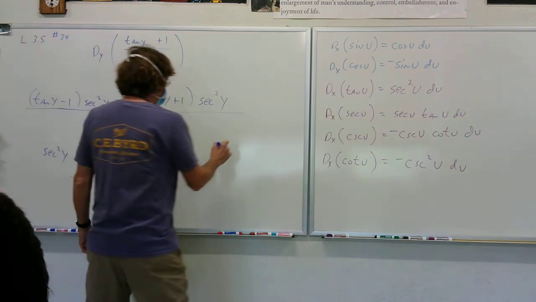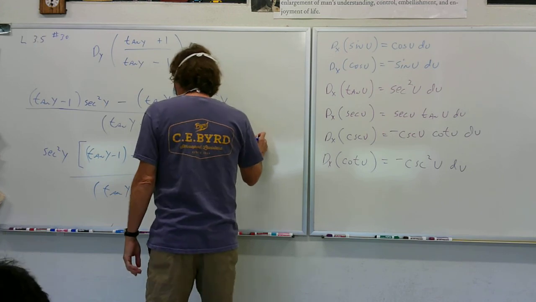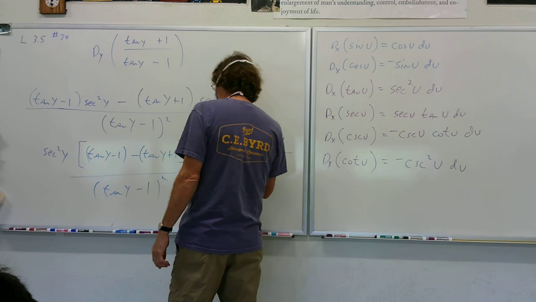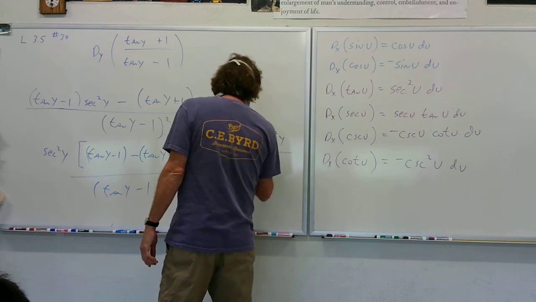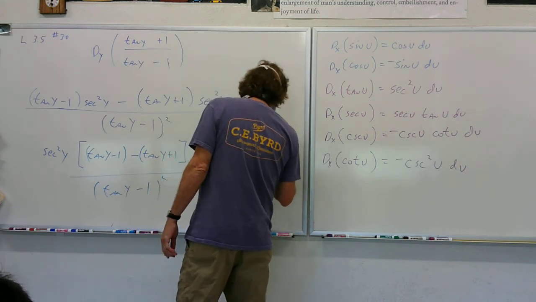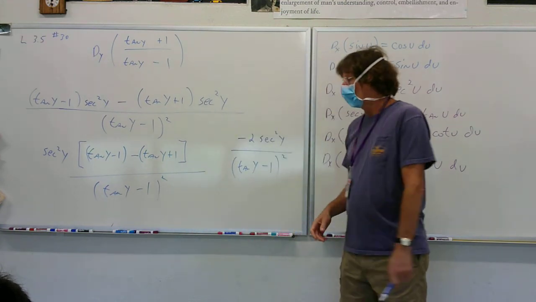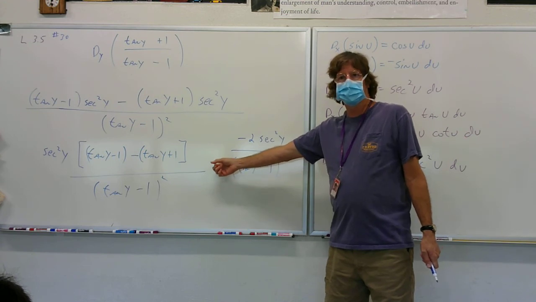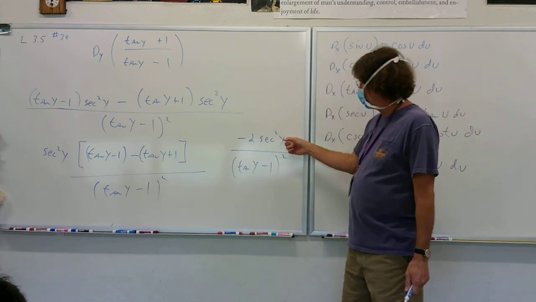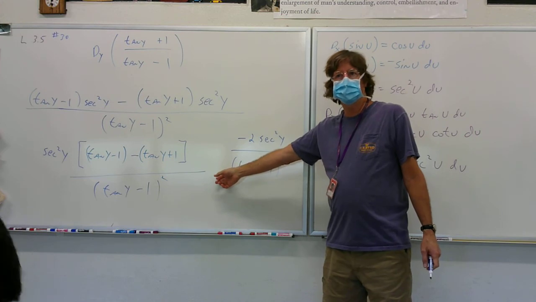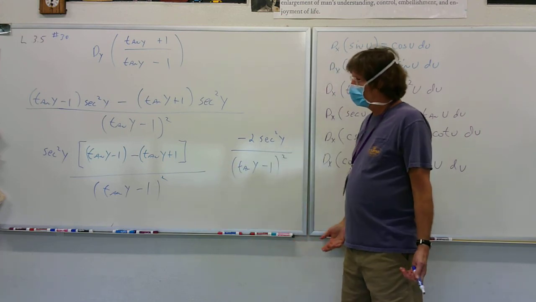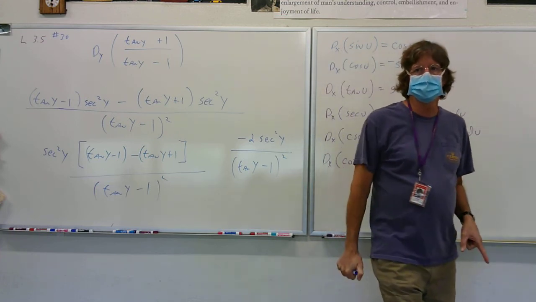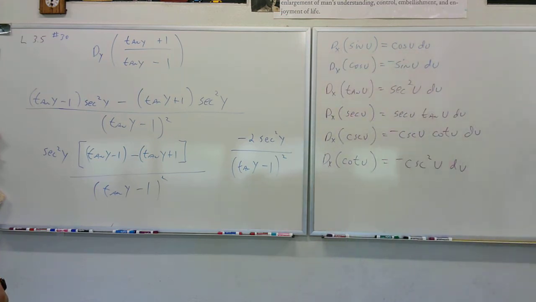So negative 2 secant squared y over the denominator. Now, if you look in the back of the book, you start trying to match answers. Does everybody realize you can move this and make it cosine squared y here? Is everyone okay? You can make that cosine squared y right there, right? Okay. You need to write some trig. Use the quotient rule. All right.